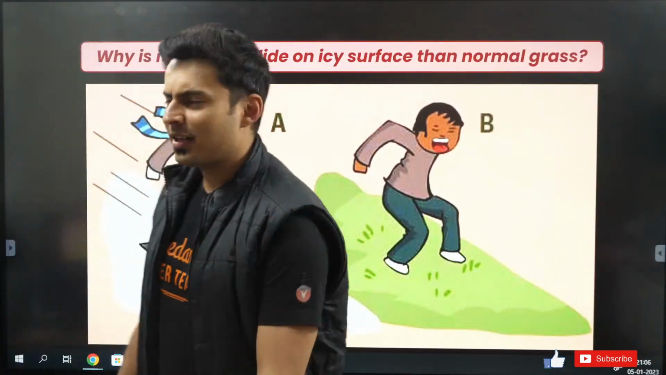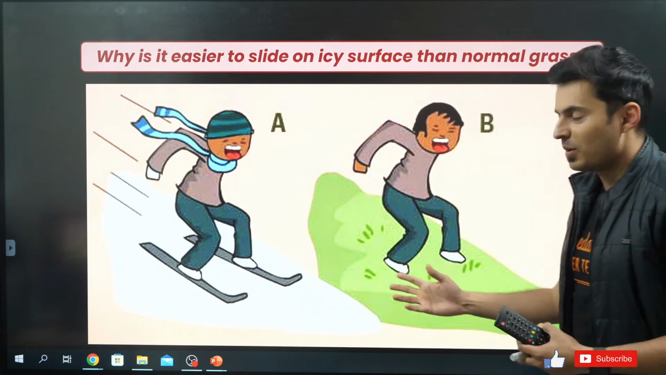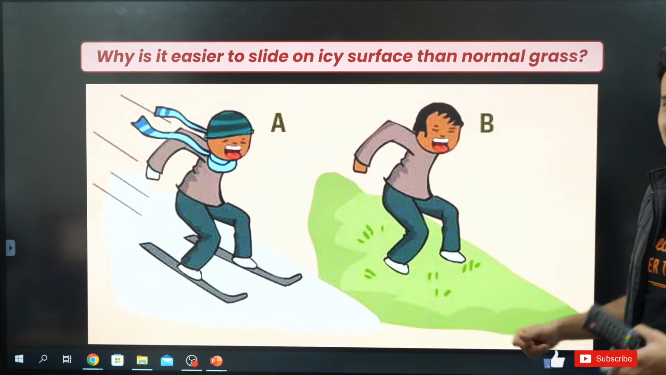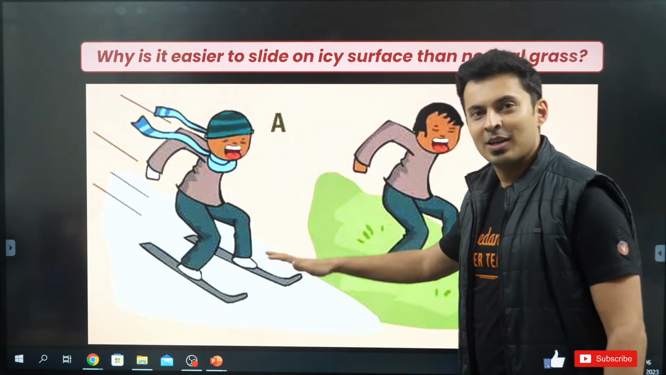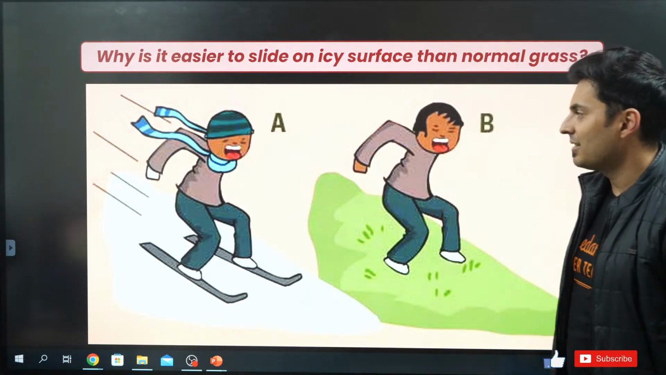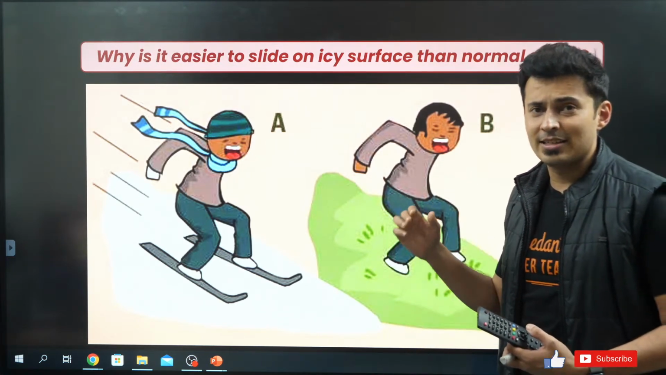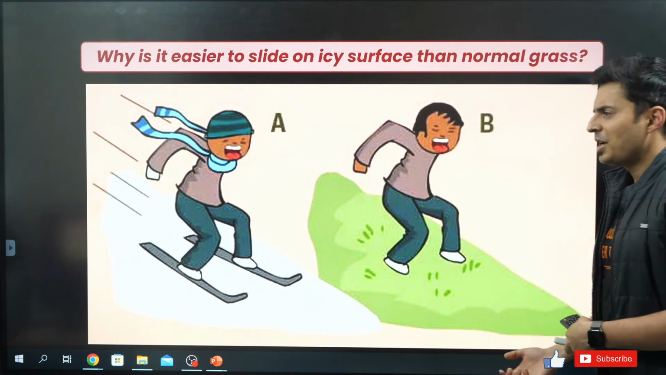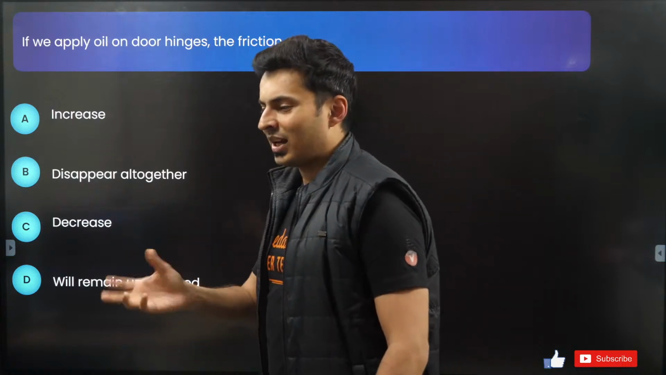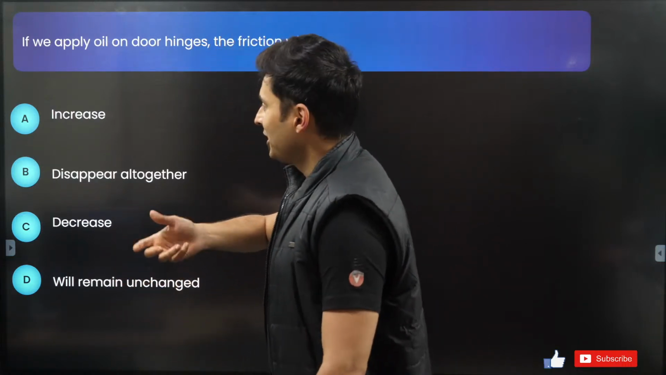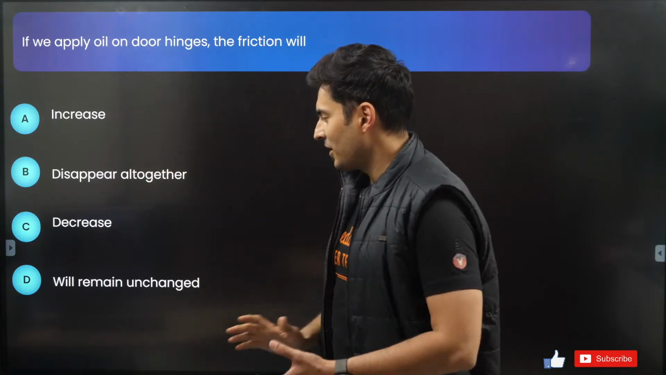Okay. So answering a simple question, why is it easier to slide on an icy surface? If you're going to the Himalayas or Switzerland or the Alps or some snowy region, some of you are already from Kashmir maybe, or from some hilly region where there is snowfall. So it's easy to slide on a snowy surface or an icy surface than on normal grass. Even when the grass is wet, it is easy, but not on the ground. What is the reason for that? Maybe the answer comes from this particular question also. If you apply oil on the door or anything which rotates or moves, what happens? The friction increases, disappears, decreases, or remains unchanged.